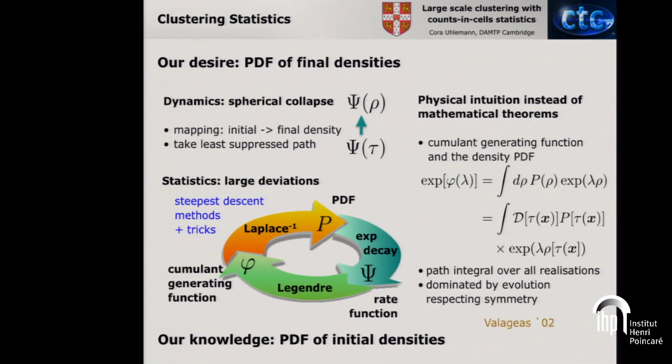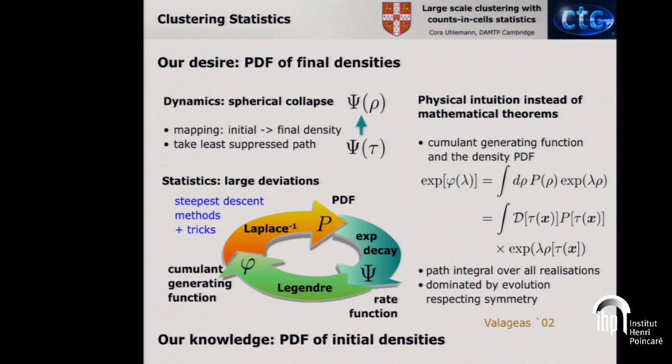Now the nice thing about large deviation theory is it gives you a lot of nice theorems that relate different quantities related to counts-in-cells statistics. Very roughly, to summarize what Paolo told you yesterday, if you have the probability of, let's say, densities in spheres, then you call the exponential decay of this probability the so-called rate function, or decay rate function. For a Gaussian, that's very simple: a Gaussian PDF means you have a quadratic rate function. And now the punchline is, if your probability is exponentially decaying, that means if you build a path integral going from initial to final conditions, right?